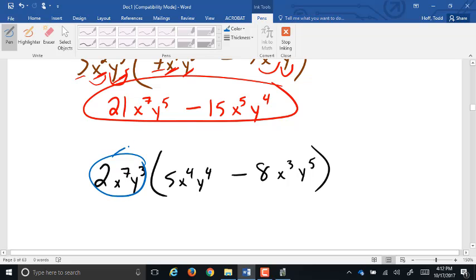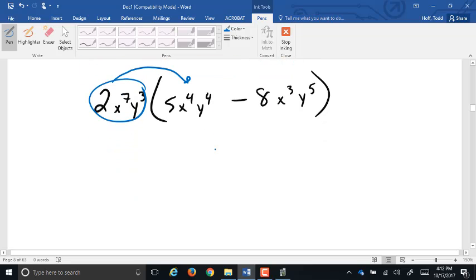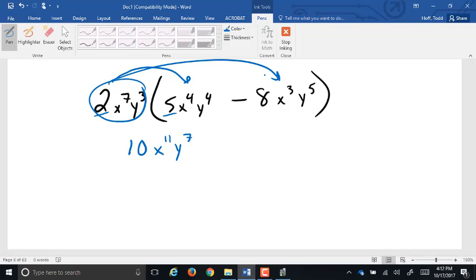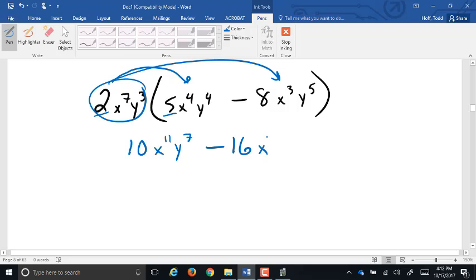So we'll distribute here. 2x to the seventh, y to the third, times 5x to the fourth, y to the fourth. 2 times 5, 10. X to the 11th and y to the 7th. Good. Then we multiply the 2x to the 7th, y to the third, times negative 8x to the third, y to the fifth. 2 times negative 8, negative 16, x to the 10th and y to the 8th. Very good.